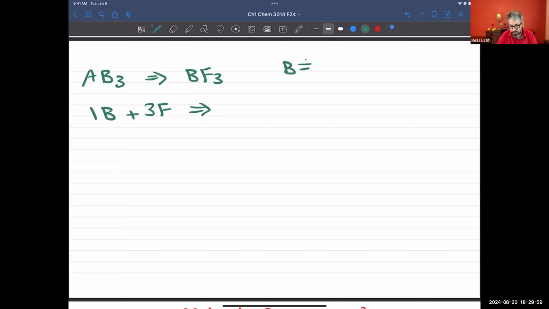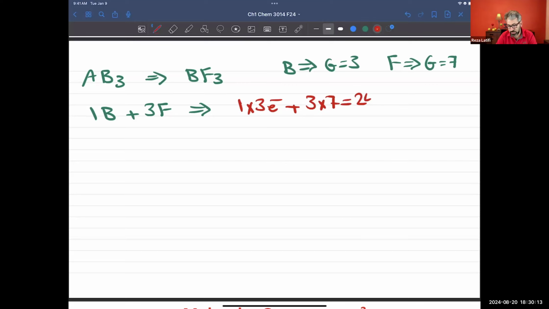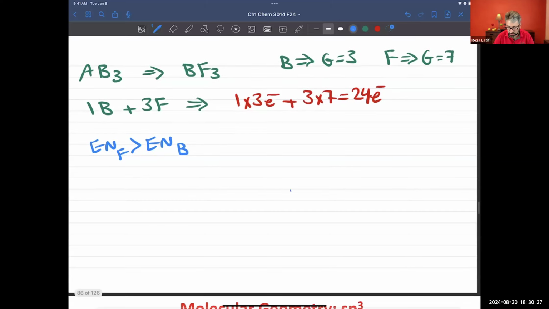Boron is a group 3, fluorine is group 7, or it has 7 valence electrons. So I go 1 multiply 3 electrons plus 3 multiply 7. That's going to give me 24 electrons. Electronegativity of fluorine is higher than electronegativity of boron. What does it mean? It means boron is the central atom. Okay, so boron is the central atom.